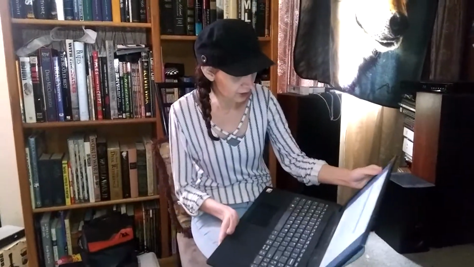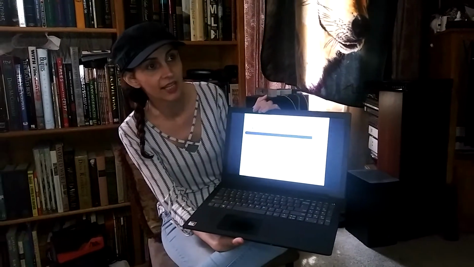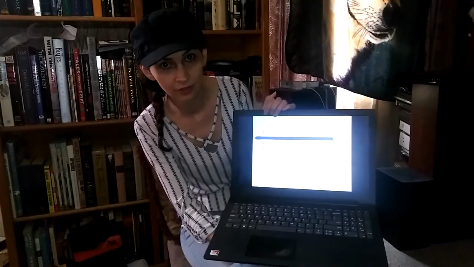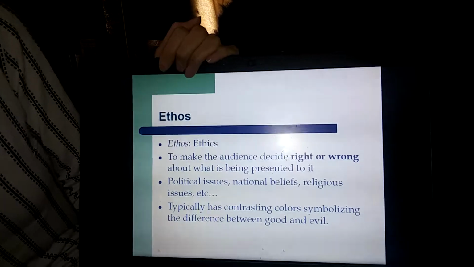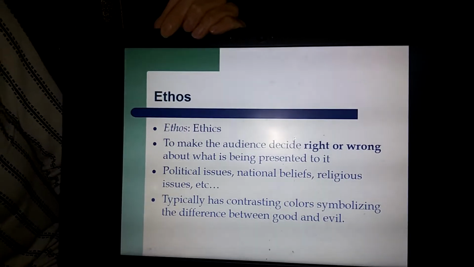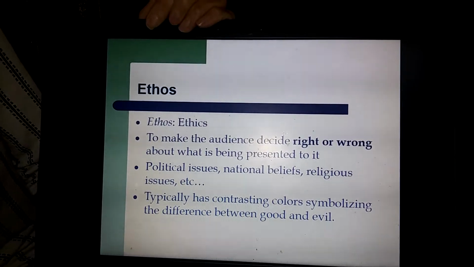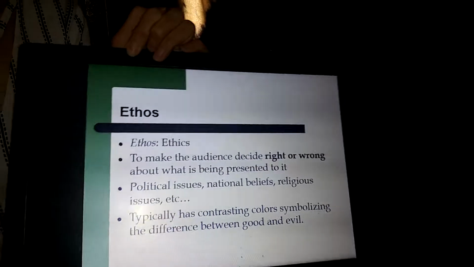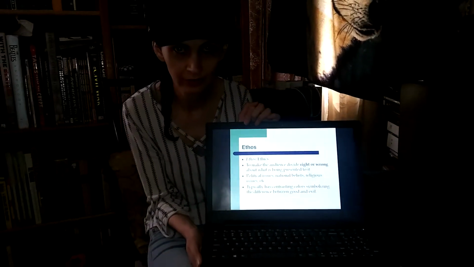So I'm going to go over the first one, ethos, which is ethics. It makes the audience decide right or wrong, but also credibility. So go ahead and zoom in on that, credibility. Where you see ethos is political issues, national beliefs, religious beliefs, etc. You don't really need the part about colors, but anything that's right or wrong, values, morals, beliefs, and also credibility.